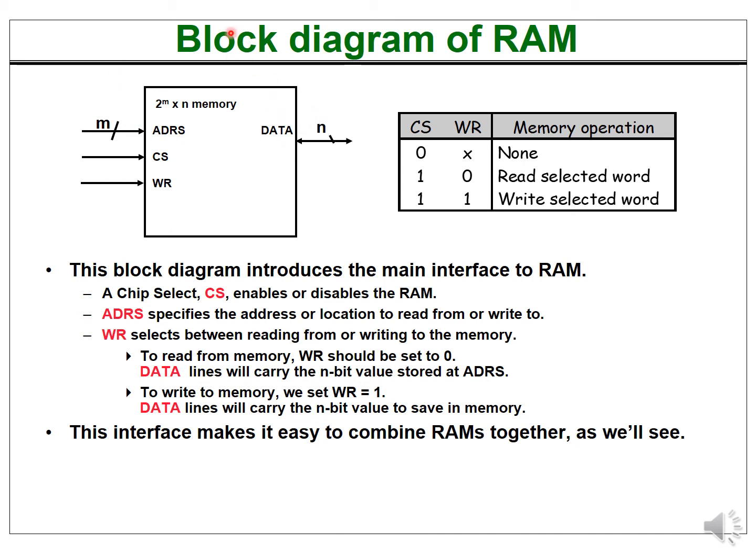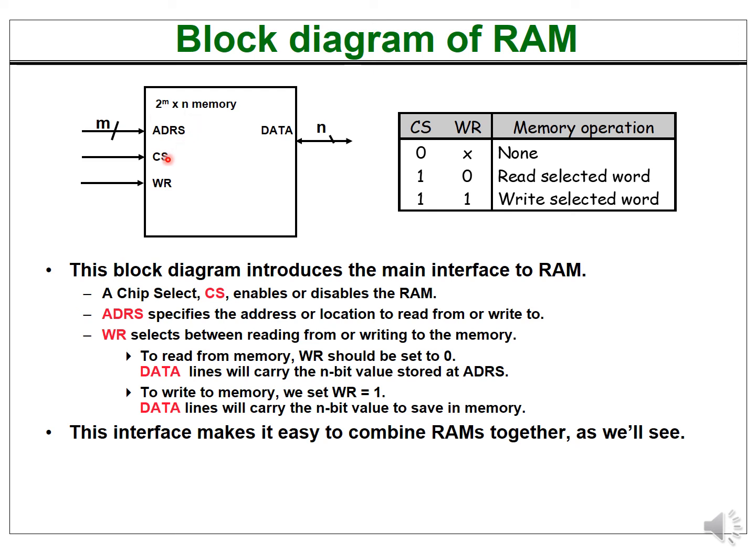This memory that I am talking about is a 2 to the power m into n memory. As I said earlier, when we specify the capacity of a memory, we use two terms: one is the number of words and one is the word size. 2 to the power m is the number of words and n is the size of one word, right?